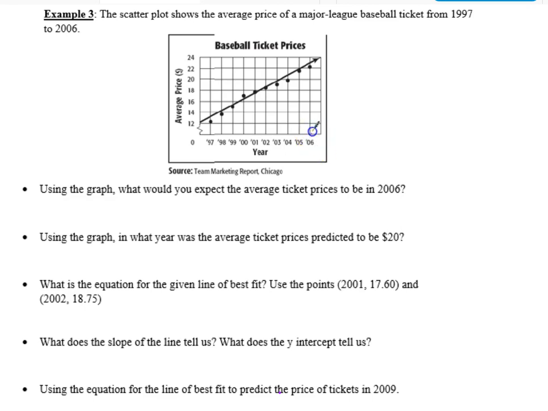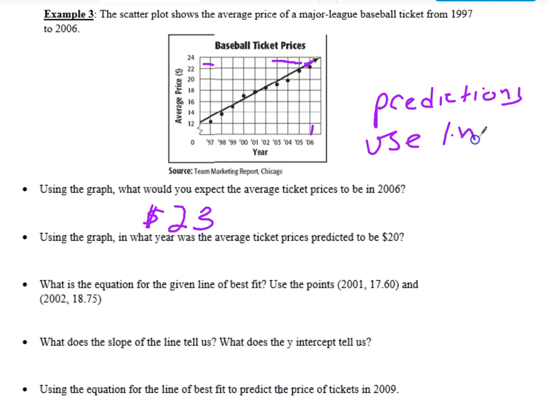So we're going to go over to 2006, and we're going to go up where it hits the line. And we'll notice we're using where it hits the line and not necessarily where it hits an actual point. So this point right here looks to be about $23. So again, when we make predictions, we want to use the line of best fit, and we're not using actual data points.